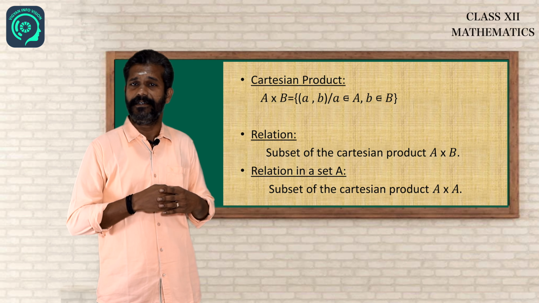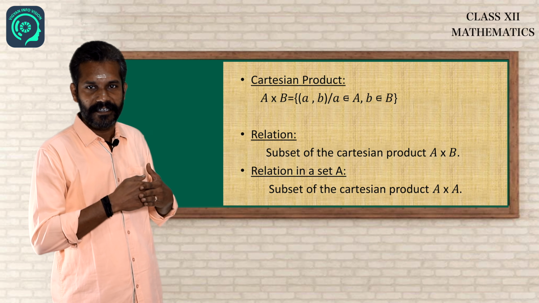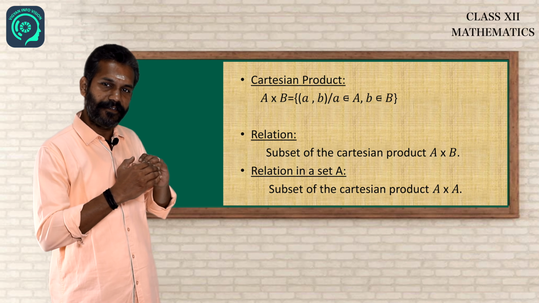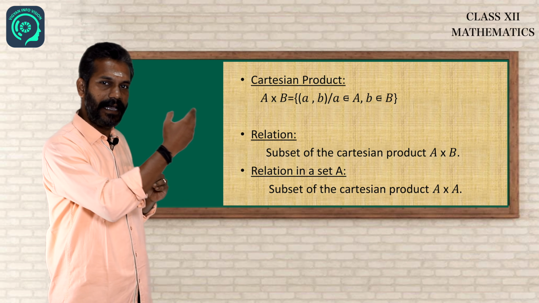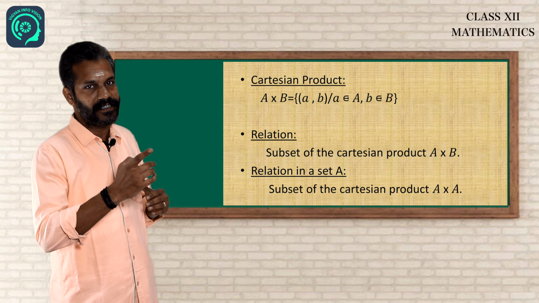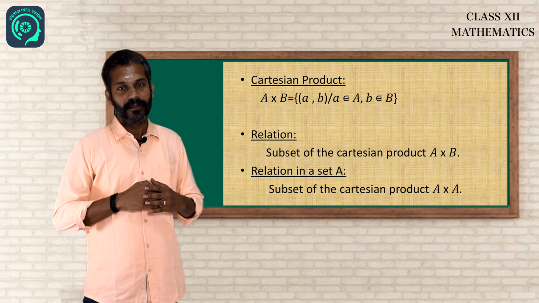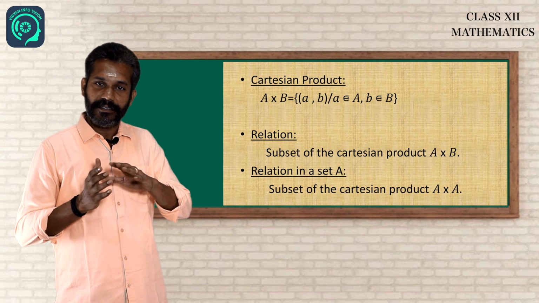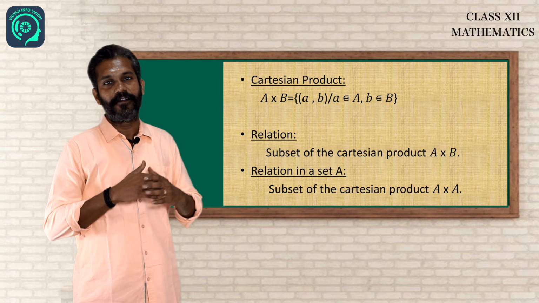What about a relation? A relation is a subset of the Cartesian product. If a relation R is defined from a set A to a set B, then R is a subset of A cross B, where A cross B is the Cartesian product of A and B. Also, if a relation is defined from a set to itself, that is from A to A, then it is a subset of A cross A.